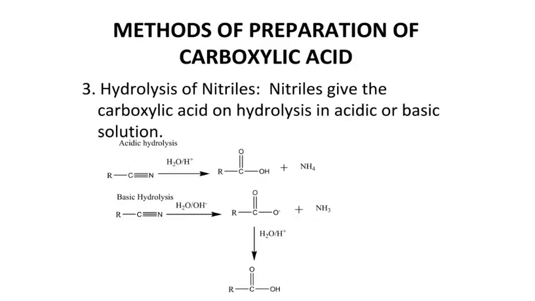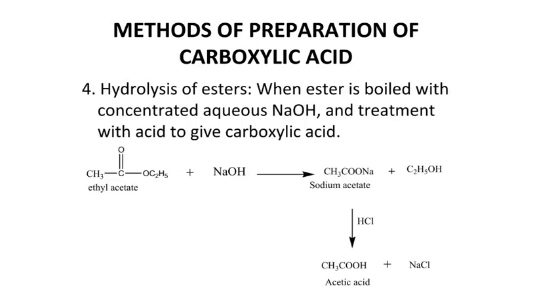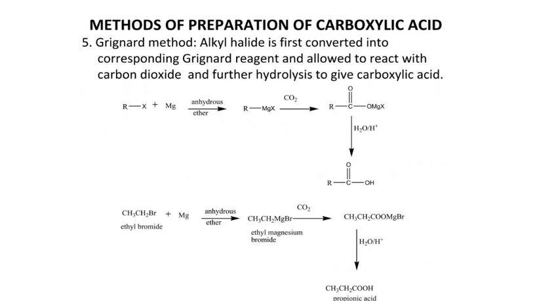Now, method of preparation of carboxylic acid, third method, hydrolysis of nitrile. You can see nitrile gives the carboxylic acid on hydrolysis in acidic or basic solutions. Hydrolysis of ester. You can see the sodium acetate undergoes acidification, it gives acetic acid. Grignard method. RX reacts with magnesium to give RMgX, which reacts with carbon dioxide. You will get the acid.